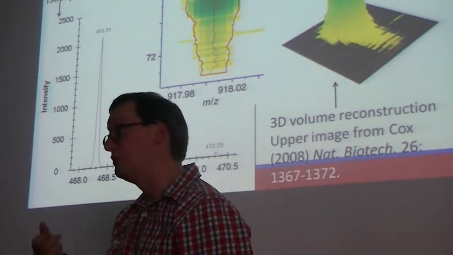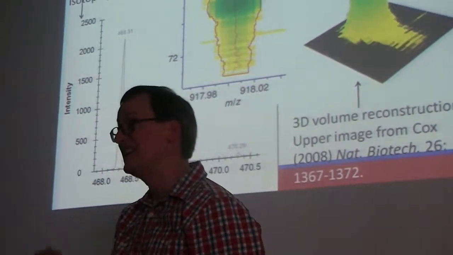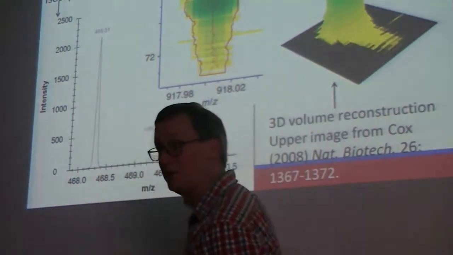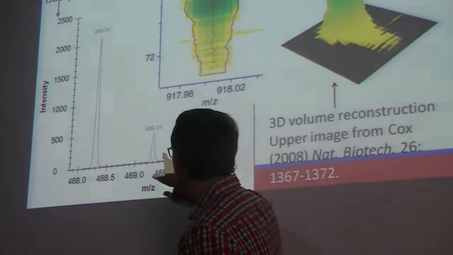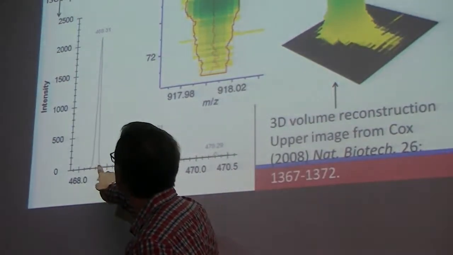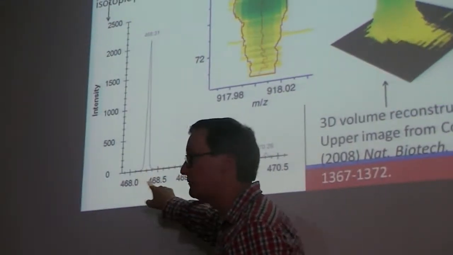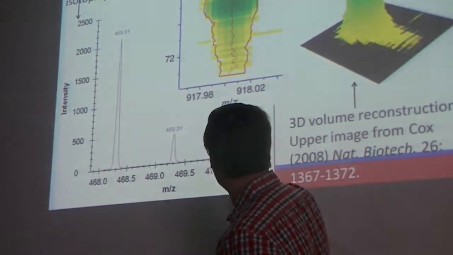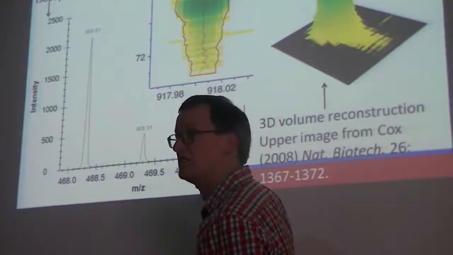This is what you get through Fourier transform mass spectrometry. Extraordinarily high resolution, very, very good mass accuracy, and we have the ability to tell apart these ions. So this is 468.31, 469.31, and 470.29.